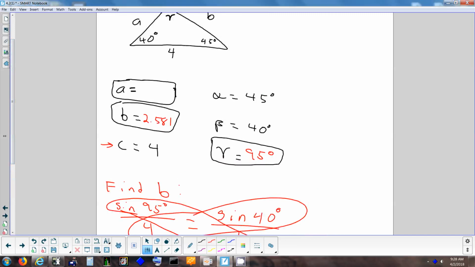Okay, now I have 2 out of 3 sides. Can I use Pythagorean Theorem to get the third side? No. No, why not?